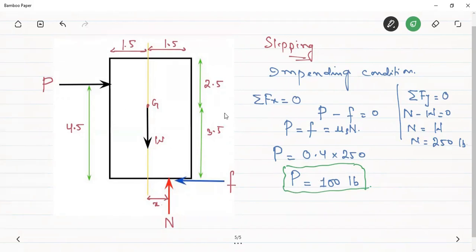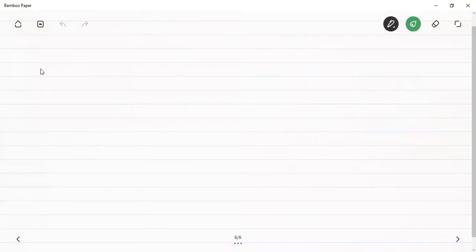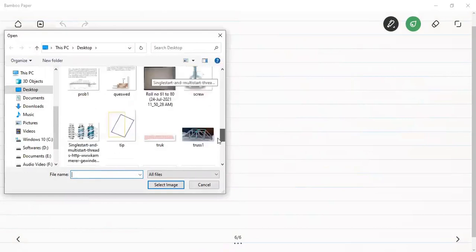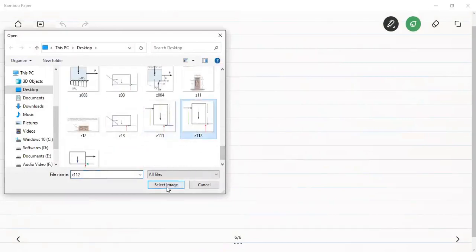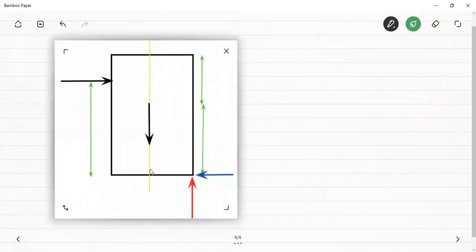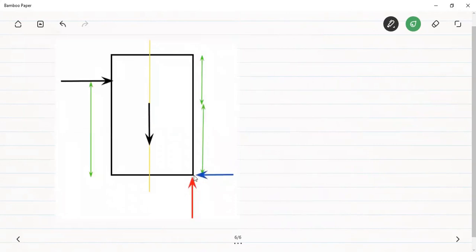In this question, if the dimensions were not given, then we could have checked only for the slipping, because we couldn't have used the moment equation. But here we can use the moment equation to check for the tipping of the block. So the FBD for the tipping case will change, because the normal reaction now will be at the extreme end. This will be the tipping point. Let's say that this is the tipping point A.